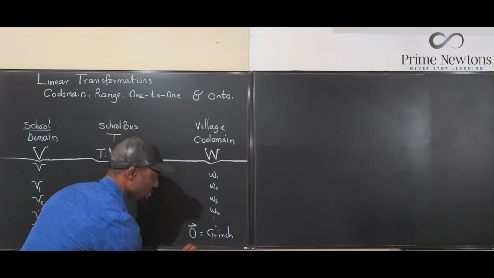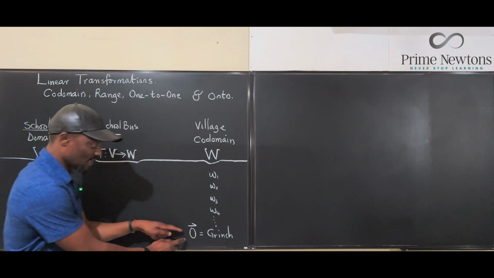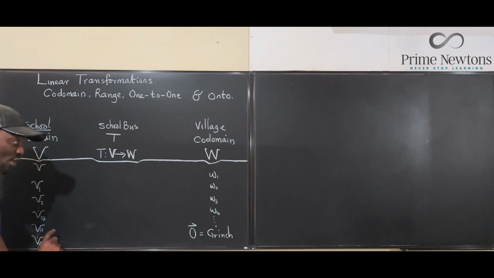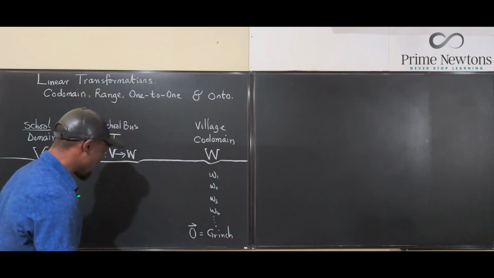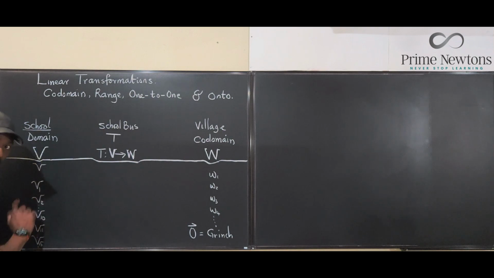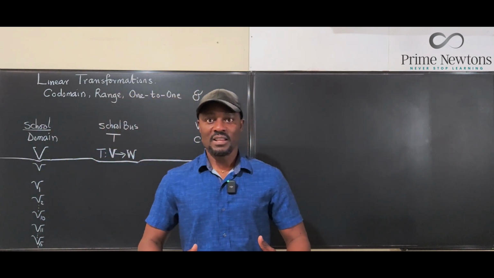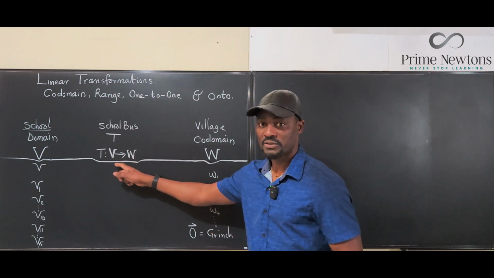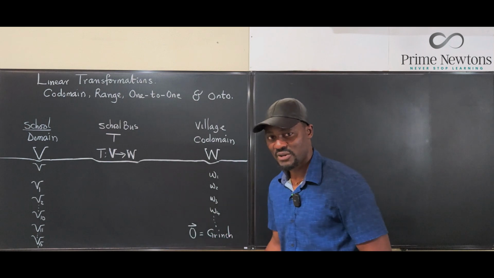So every transformation that leads to 0 is such that all the kids that go to the Grinch, they go to 0 in the codomain. That set of children or vectors that go to the Grinch are called the vectors in the kernel. They are in the kernel of the transformation, or they are in the null space of the transformation.